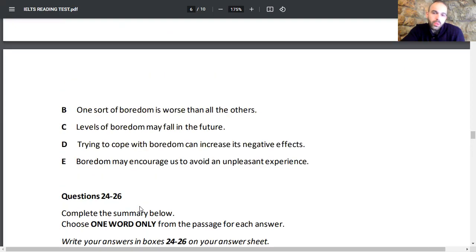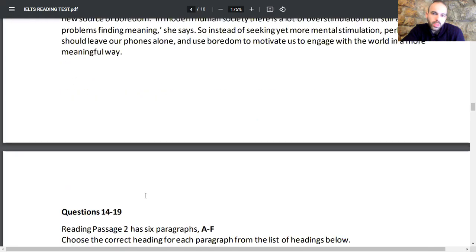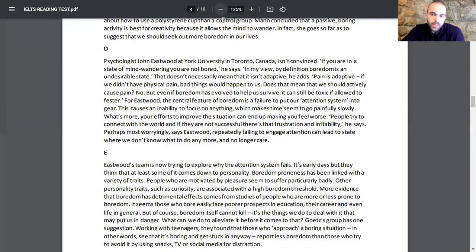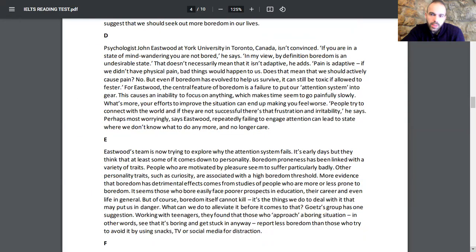Okay, so now what I'm gonna do is I'm going to pause the screen on paragraph D and E, because these sentences match with here. So I assume that number 24 is present in paragraph D. Yes, and 25 and 26 are present in paragraph E. Okay, so I'm gonna give you some time to find out the answers of 24, 25, and 26. And then I'll go back to you.